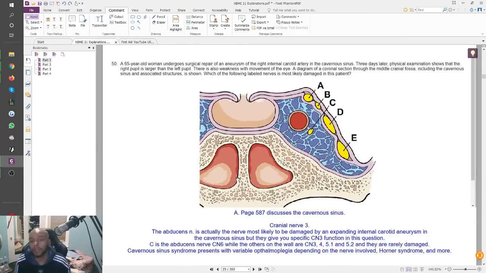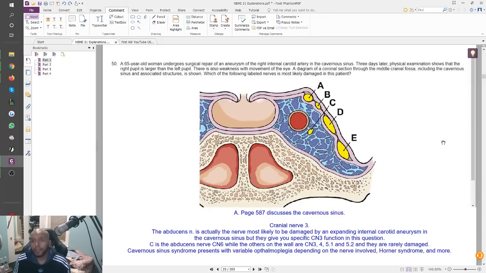You see this and you should know this is a cavernous sinus. You should immediately be able to remember what all of those nerves are, especially which one C is. And then you read the question and you figure out what's wrong. So they tell you a 65-year-old woman undergoes surgical repair of an aneurysm of the right internal carotid artery in the cavernous sinus, which is this one right here.